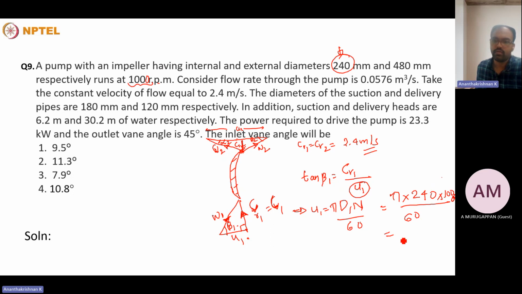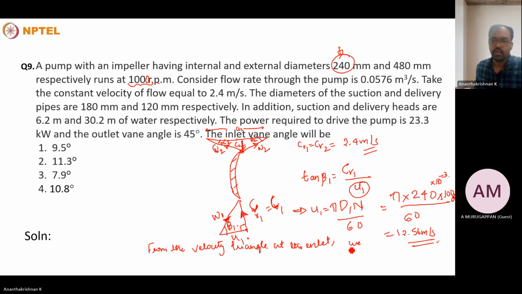And we'll be getting it around 12.56 meter per second from the velocity triangle at the inlet. We get tan beta 1 is equal to CR1, which is 2.4, divided by 12.56. So we'll get beta 1 equal to 10.8 degree.